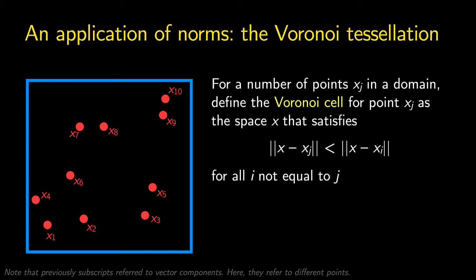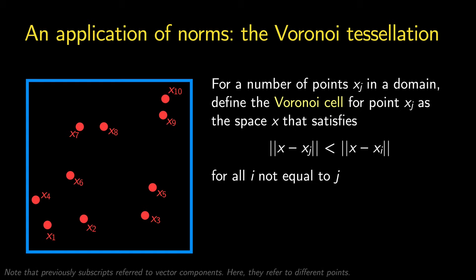Let's now consider an application of norms called the Voronoi tessellation. And this is personally something that I'm really interested in. Suppose that we've got a number of points xj in a domain. And for example, we could look at 10 randomly distributed points in a square, as shown on the left here. Now, for each one of those points xj, we could define a corresponding Voronoi cell, which would be the space in the domain x that satisfies that the norm from x to xj is less than the norm from x to xi for all i not equal to j.